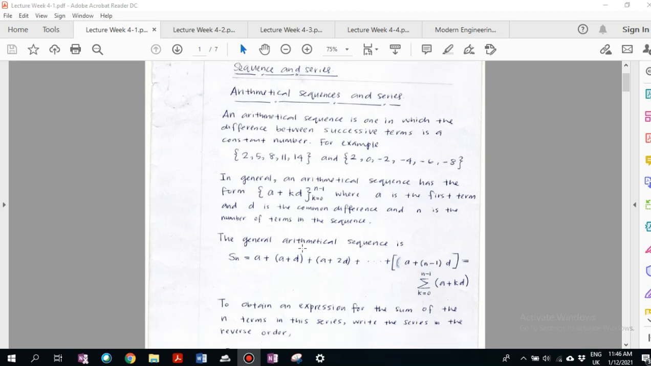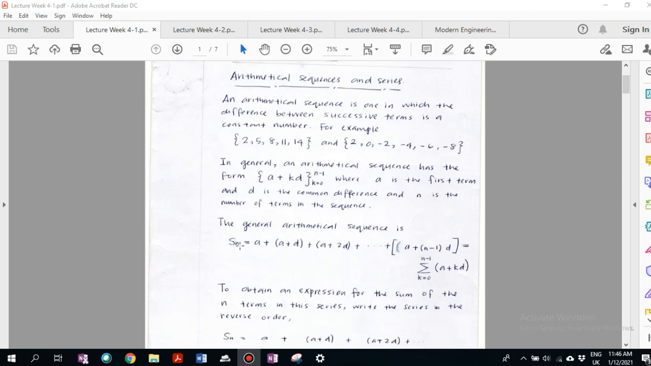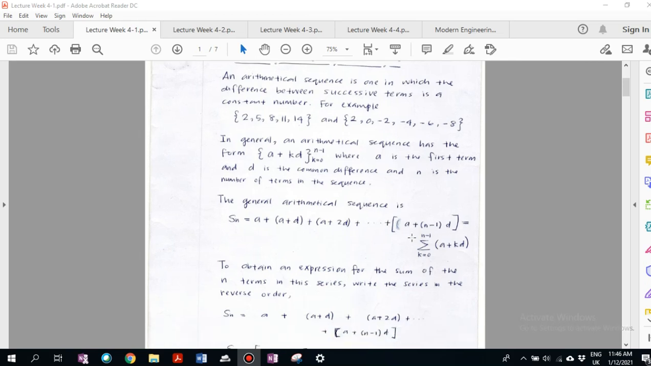For example, the general arithmetic series, we know that Sn is a plus (a plus d) plus (a plus 2d) plus (a plus 3d) and so on, or in terms of mathematics, we can say a plus n minus 1 times d, whereas your k starts from 0, then your n is n minus 1.